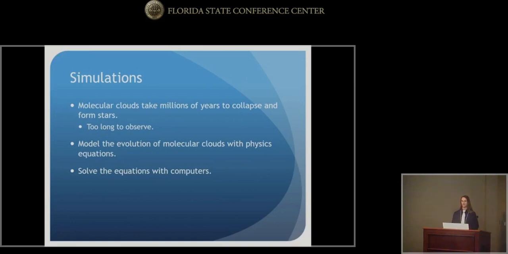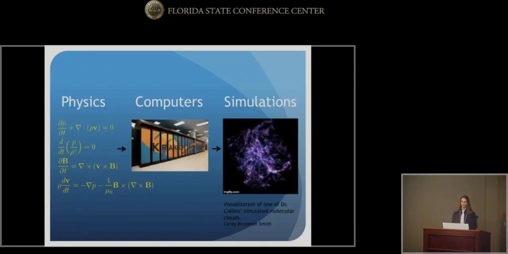So how we do that is we create computer simulations of how the cloud collapses. So here's a diagram of how a computational physics simulation goes. You start with your equations of physics that describe all the dynamics of the gas and how the gas evolves. And these equations contain information about the pressure, the density, the temperature, and the magnetic fields, and all of the physical parameters that are relevant to the evolution of the cloud. And generally, these are really hard equations to solve. So we use computers to solve them numerically.